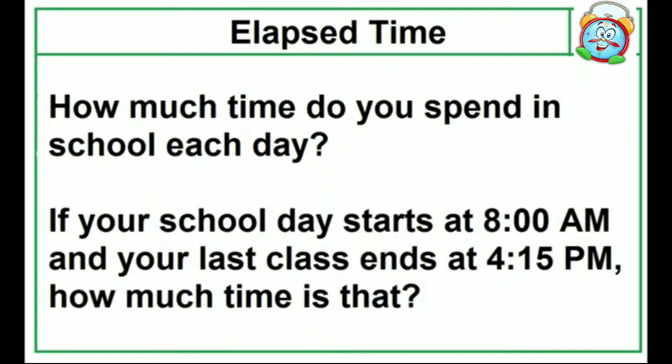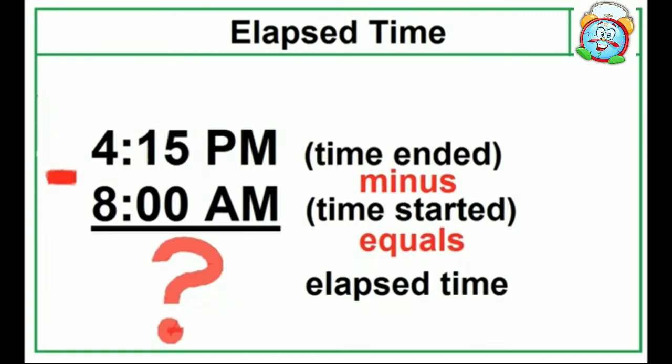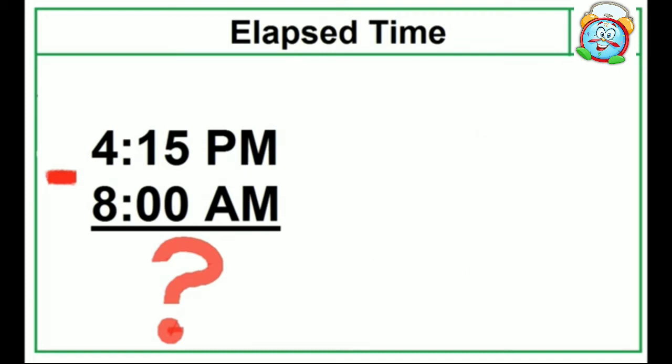Let's take another example. How much time do you spend in school each day? If your school day starts at 8 am and your last class ends at 4:15 pm, how much time is that? Again, just find the difference: 4:15 pm minus 8 am is the elapsed time.